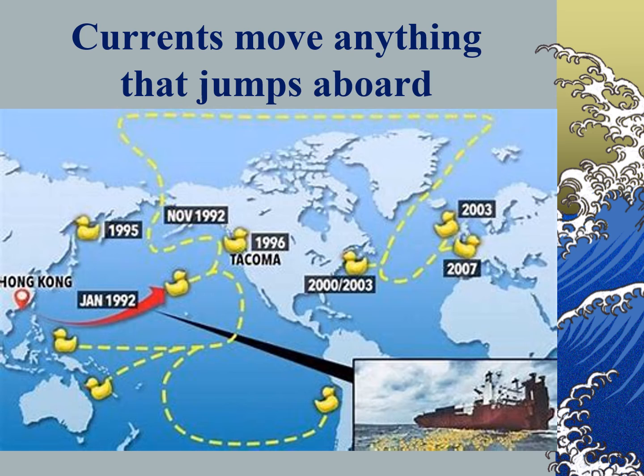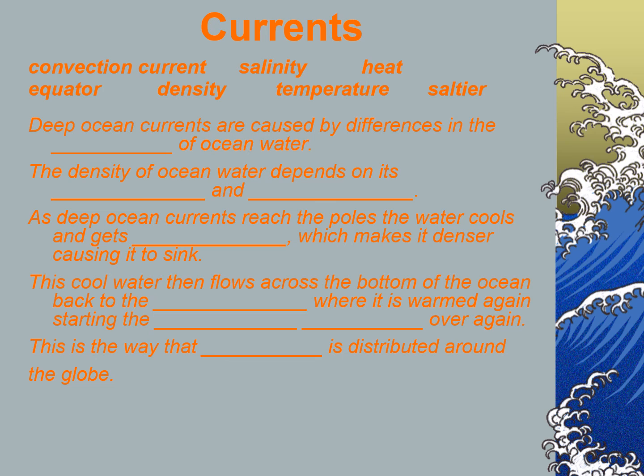Now think about it. Were they riding surface currents or deep ocean currents? Well, if they were staying on the surface of the ocean, they had to be riding our surface currents. So let's take a look. We've got a word bank: convection currents, salinity, heat, equator, density, temperature, and saltier. Let's see if we can figure out what finishes this sentence.